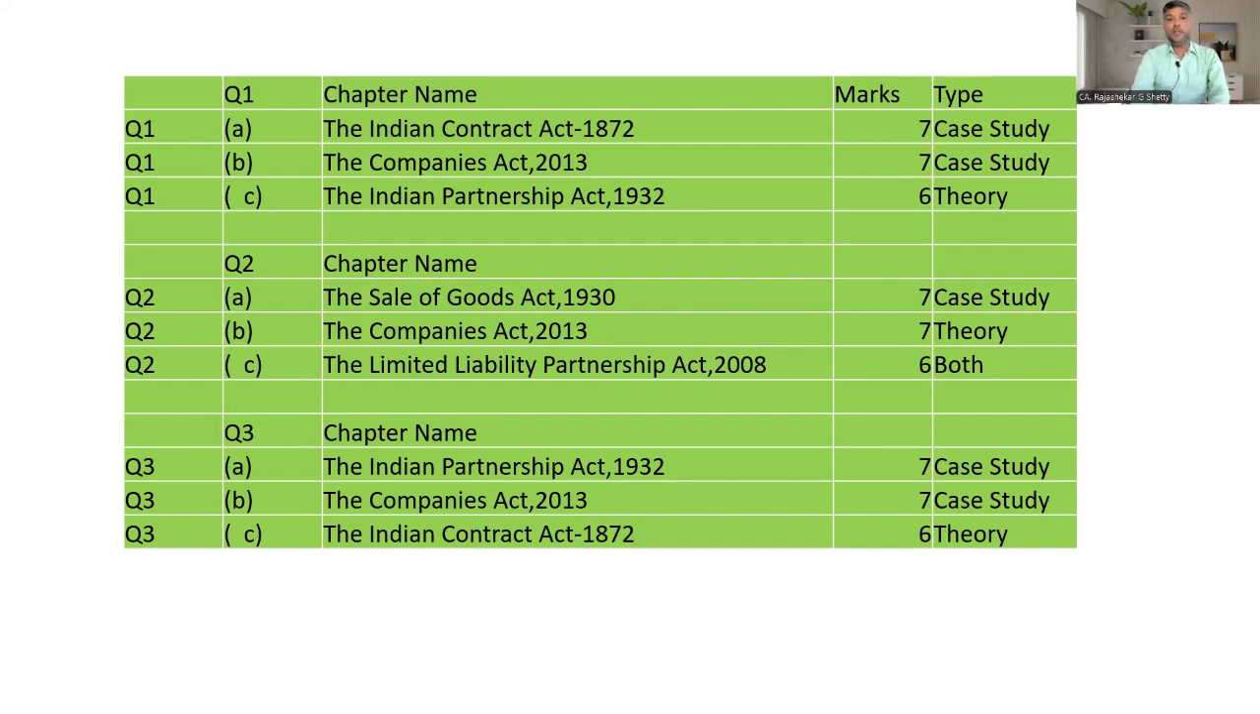Students, I'll tell you, the Limited Liability Partnership Act is a very easy scoring chapter. There is nothing deep they're going to ask you in that chapter. Don't miss this chapter. Then question number 3, the Indian Partnership Act, again a case study will come. Then the second question in question number 3 is Companies Act, a case study question for 7 marks, and Indian Contract Act 6 marks theory they will ask.